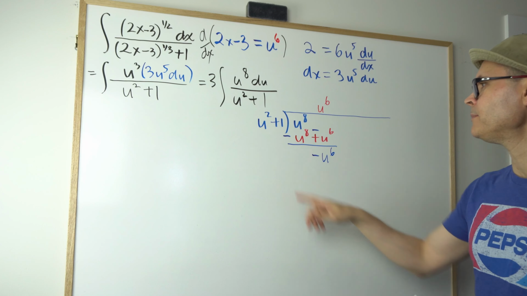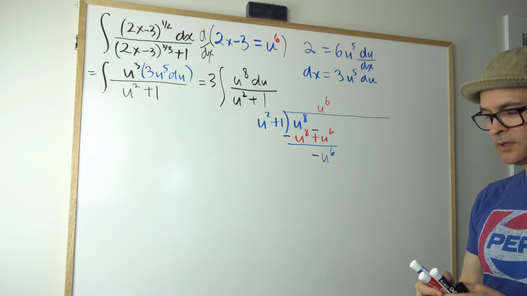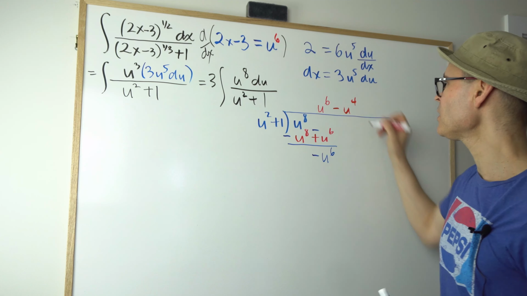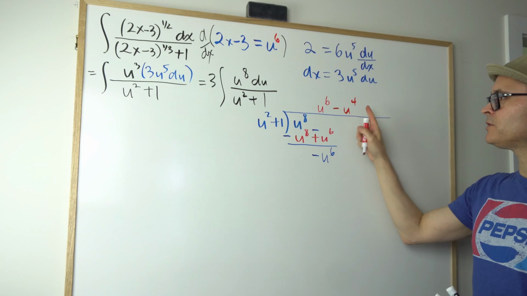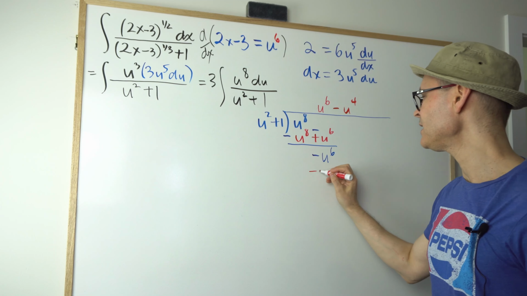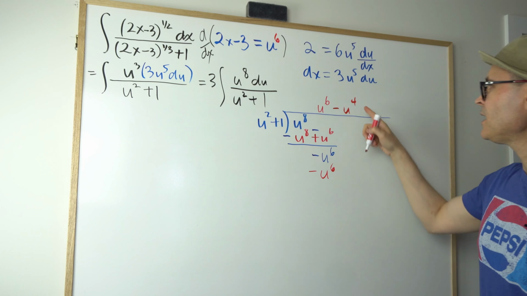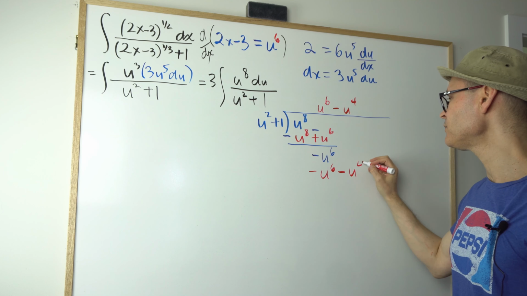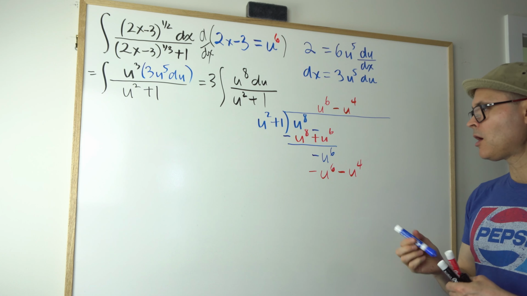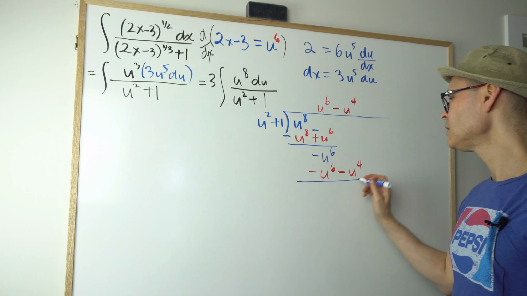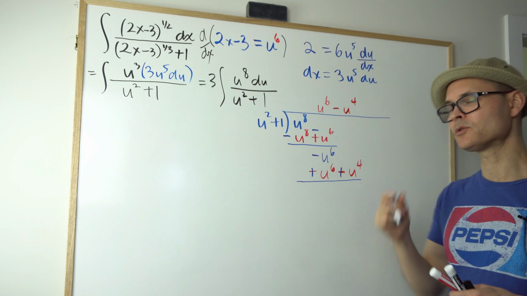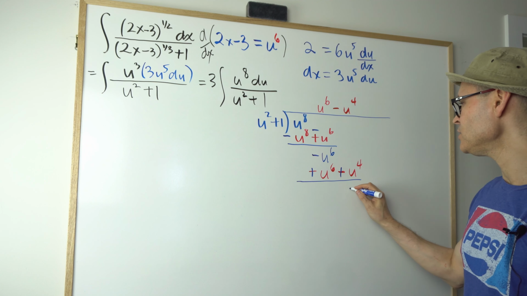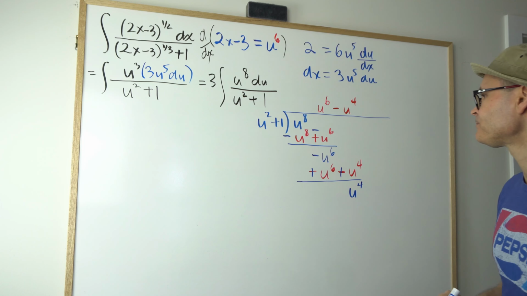Keep going. U to the 2 goes into negative u to the 6, negative u to the 4 times. So negative u to the 4. And so negative u to the 4 times u to the 2 is negative u to the 6. And negative u to the 4 times 1 is negative u to the 4th power. Draw the line, change the signs. In other words, you're subtracting. And then add vertically, so I get a u to the 4 here.